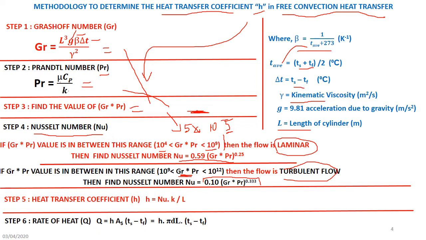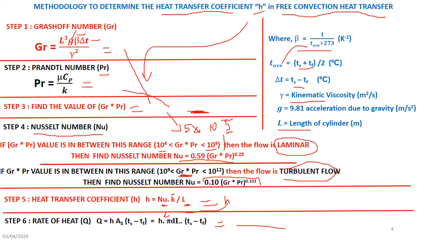Okay, on getting the Nusselt number, for suppose if it is laminar, say this value 5 into 10 power 5, that one you have to substitute here to find the H, heat transfer coefficient. Then K value will be in the problem, and divide by L. L is the length of the cylinder. Then find the value of H. Then substitute in this formula. So H multiplied into pi, D is diameter of the cylinder, L is length of the cylinder, Ts temperature of the surface minus temperature of the fluid. Then you will get the answer for Q. Okay, so this is the method to find the heat transfer coefficient if the problem is free convection.